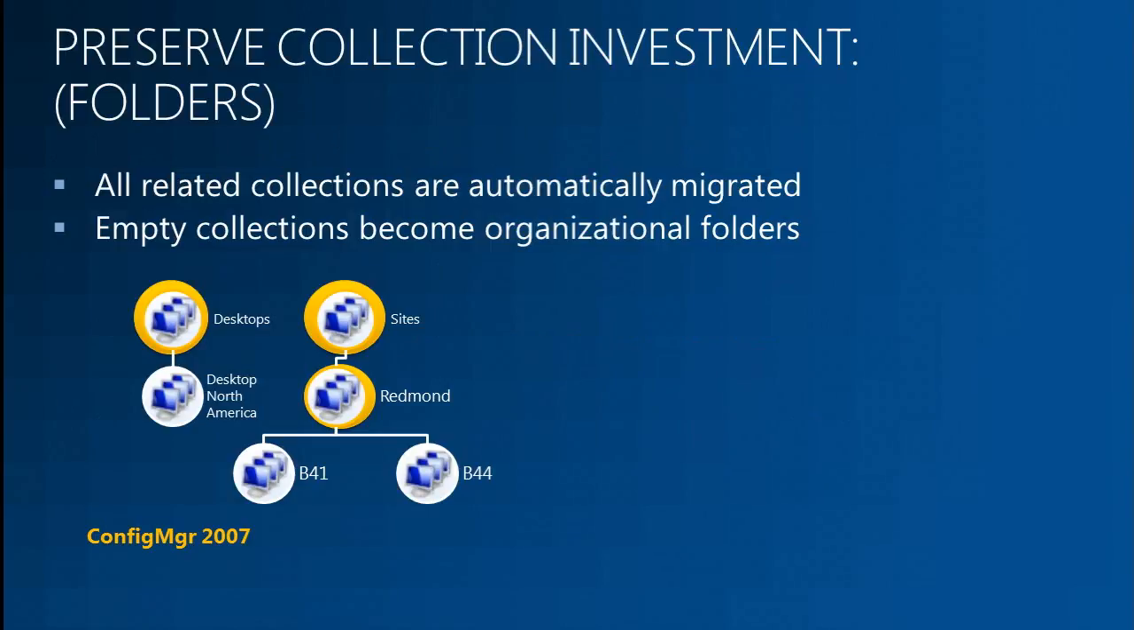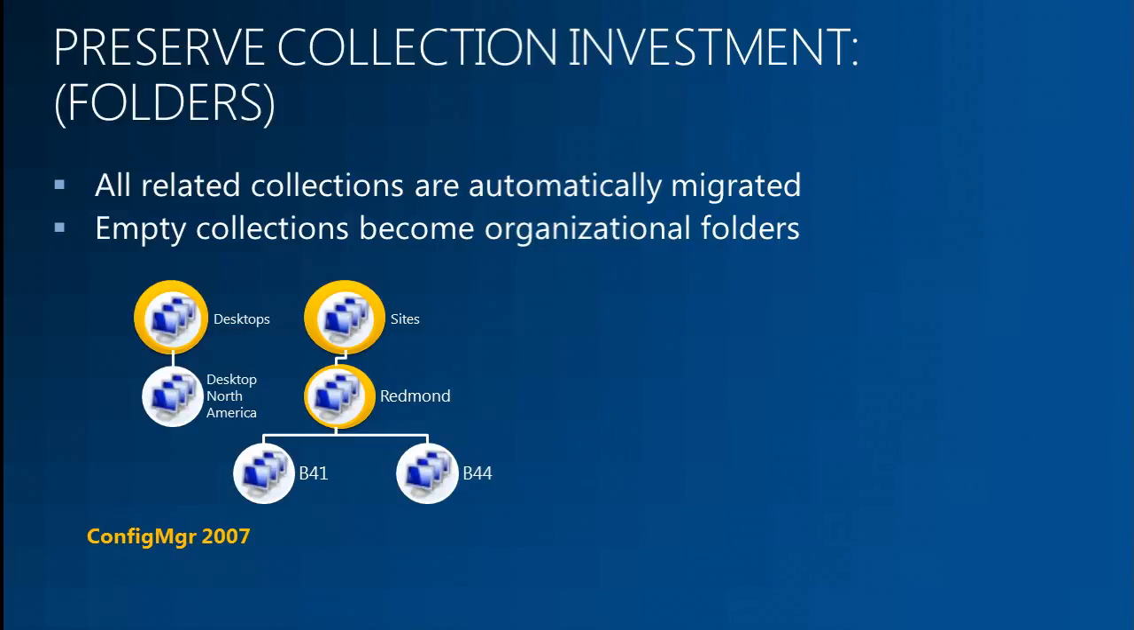So looking back at those two things, where you had an empty collection, it was just used for organization. In this example here, the yellow ones are empty collections. I've got three empty collections: desktop, sites, and Redmond. Underneath those, I've got actual collections that I'm using that have membership rules and different things to them.